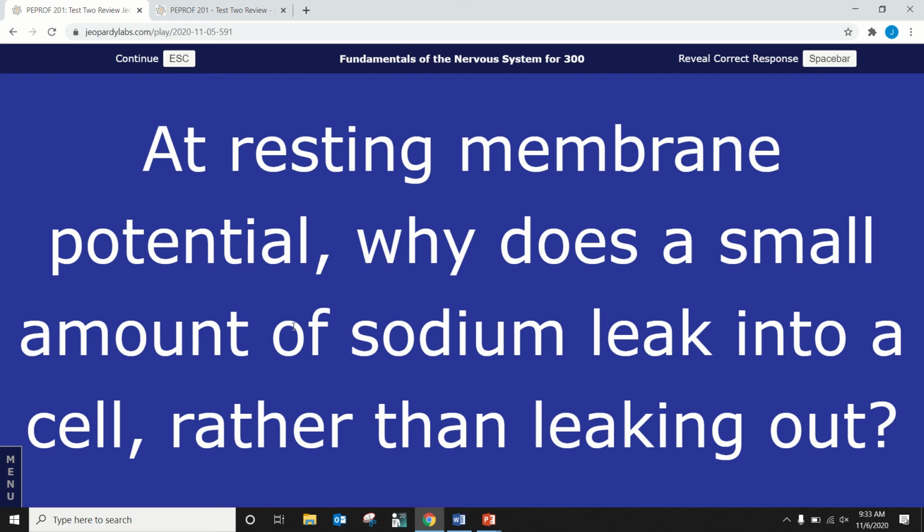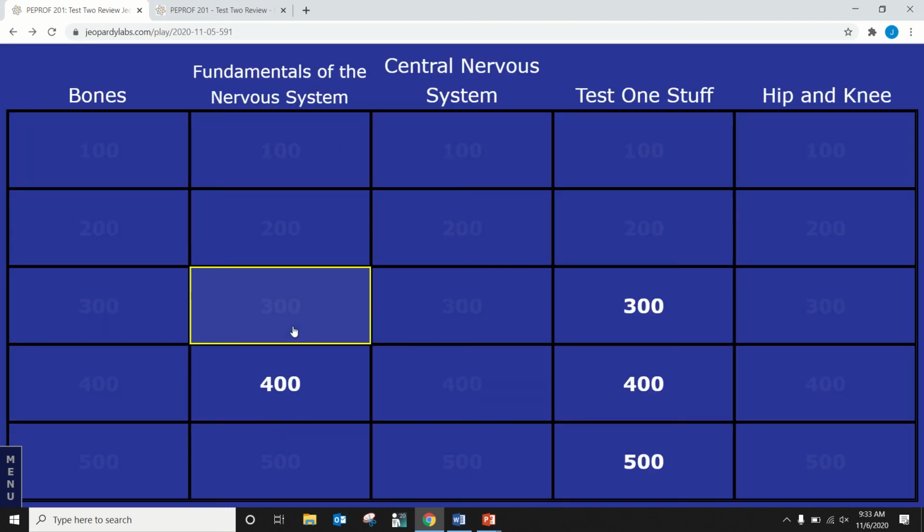The answer is, and this is one of those things I didn't know how well I'd explain, so I want to make sure I put it on the slideshow, that it diffuses along its concentration gradient. There's an area of high sodium outside, and not much sodium inside of the cell at rest. Given what it wants to do, it'll flow with its concentration gradient from high concentration to low, which means from outside of the cell to inside if it's given the opportunity. All right.